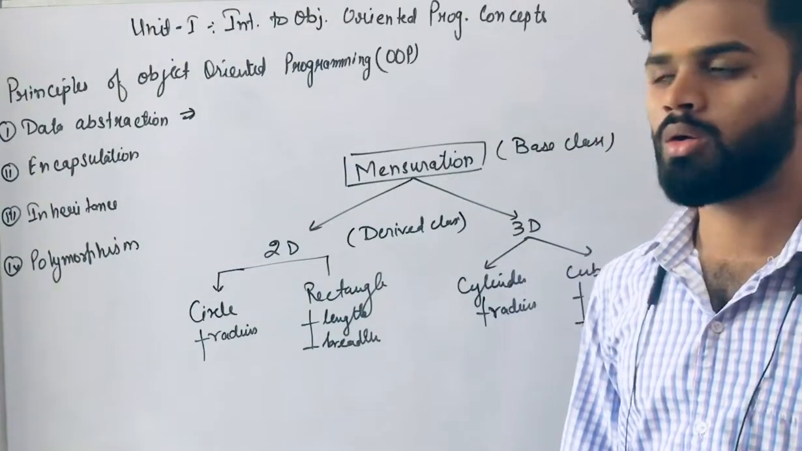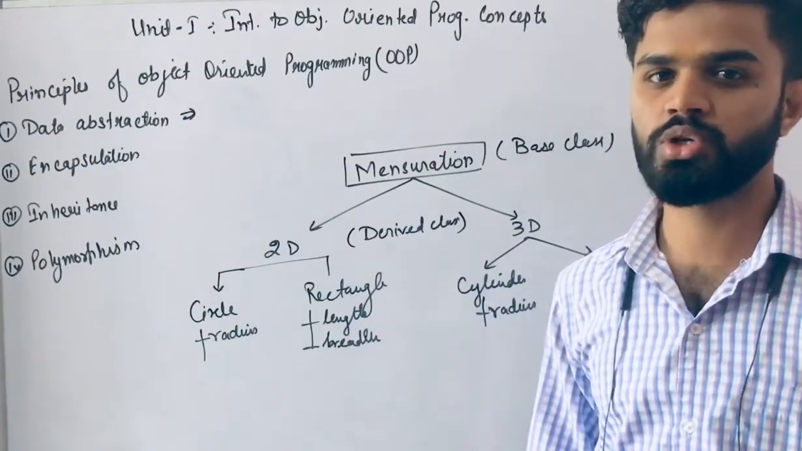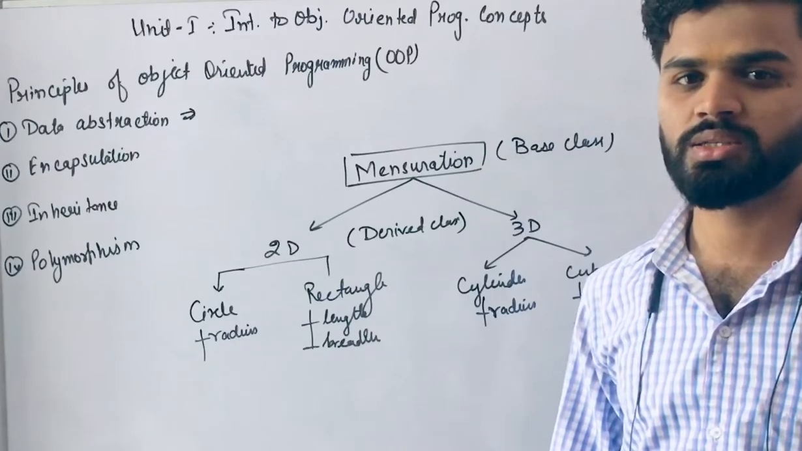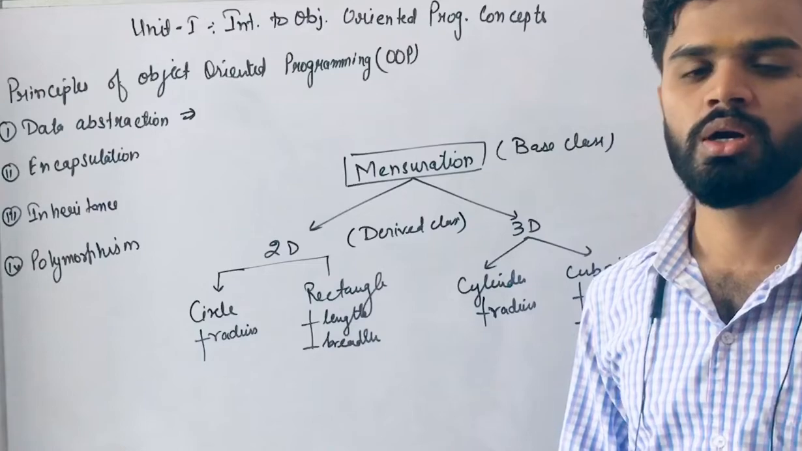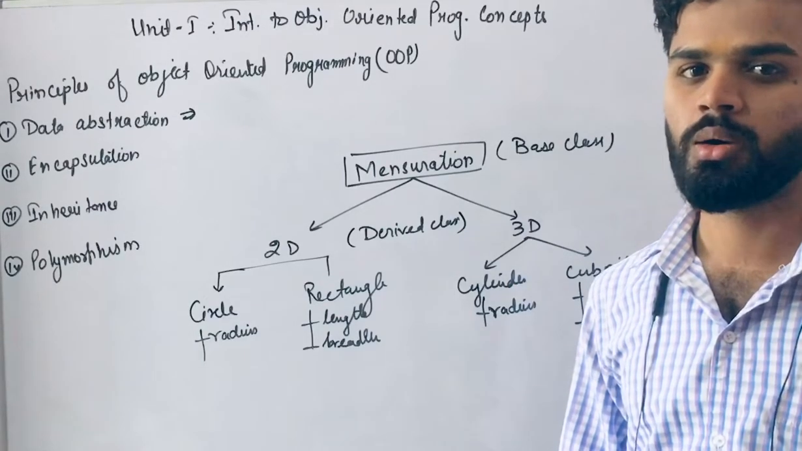So hello class, today we are going to discuss the principles of object-oriented programming. Basically, class, four principles are there. The first one is data abstraction, second is encapsulation, third one is inheritance, and the fourth is polymorphism.